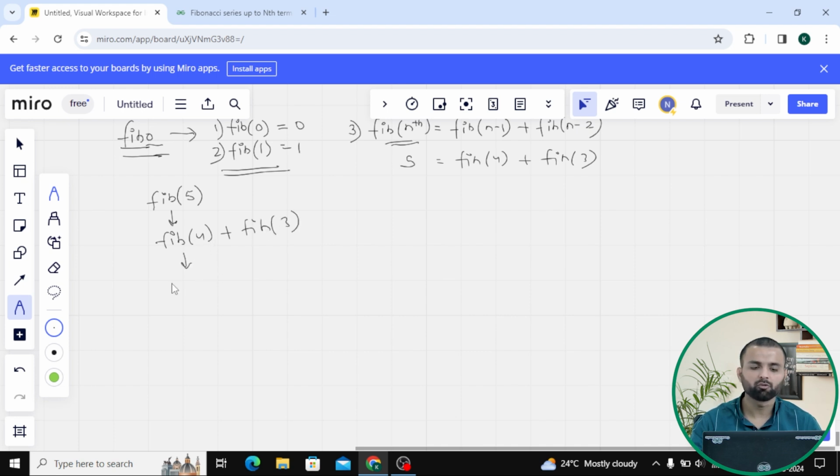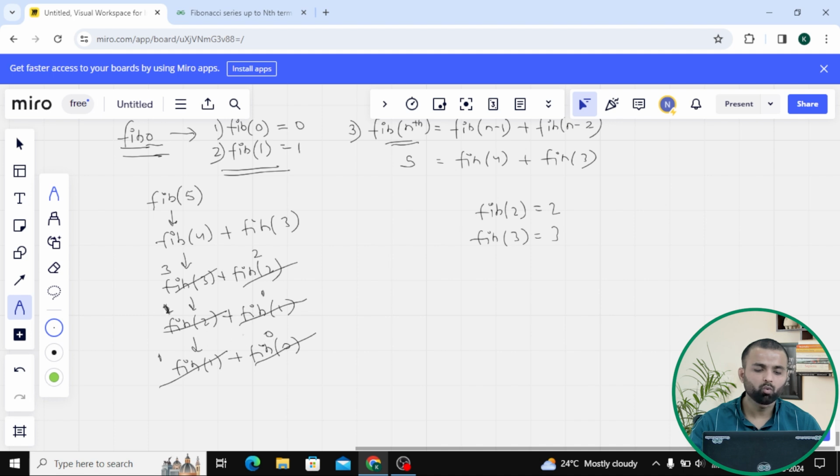So what's the Fibonacci of 4? Fibonacci of 3 plus Fibonacci of 2. What's the Fibonacci of 3? Fibonacci of 2 plus Fibonacci of 1. What's the Fibonacci of 2? Fibonacci of 1 plus Fibonacci of 0, right? So you have these two values, just use these. What is Fibonacci of 1? It's 1, just replace it. Fibonacci of 0 is 0. 1 plus 0 is 1 and 1 plus 1 is 2, right?